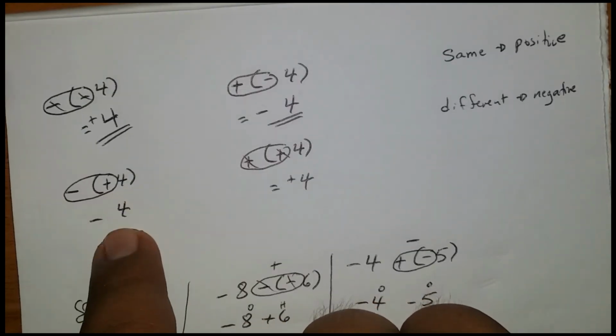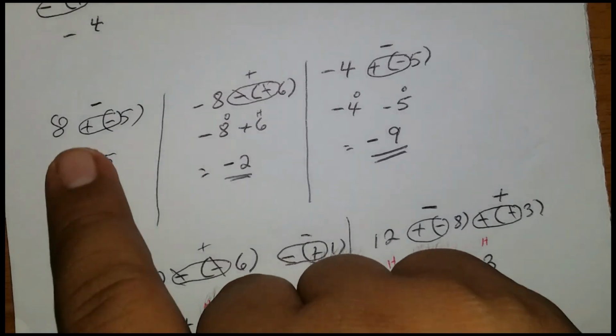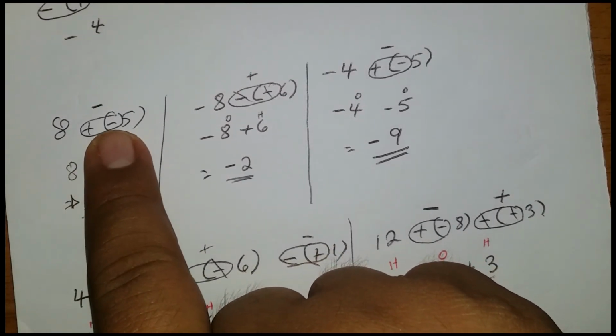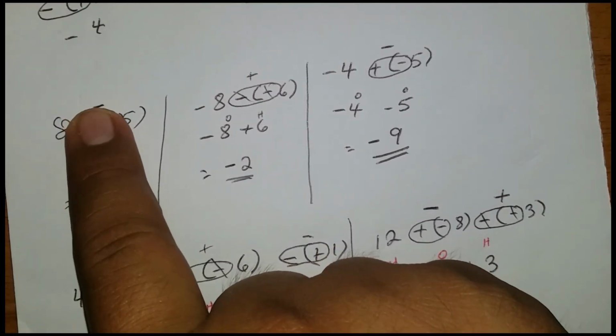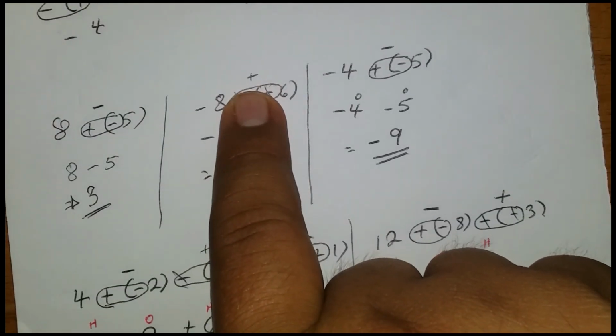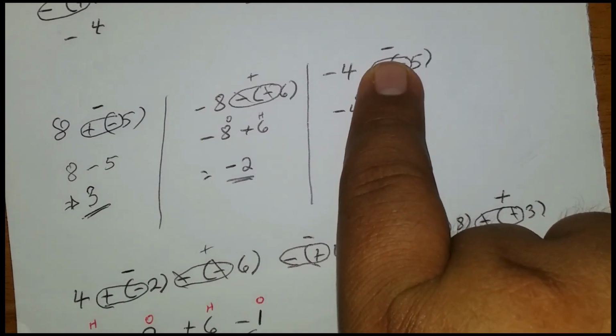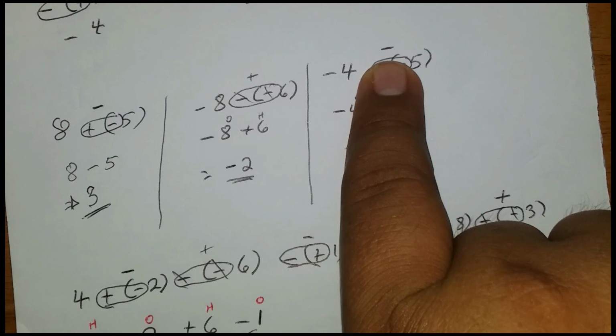Different, negative. And when you have bigger examples, you have positive, negative. They are different, so it's negative. You have negative and a negative, so that's a positive. You have a positive and a negative, that's different, so your sign is negative.